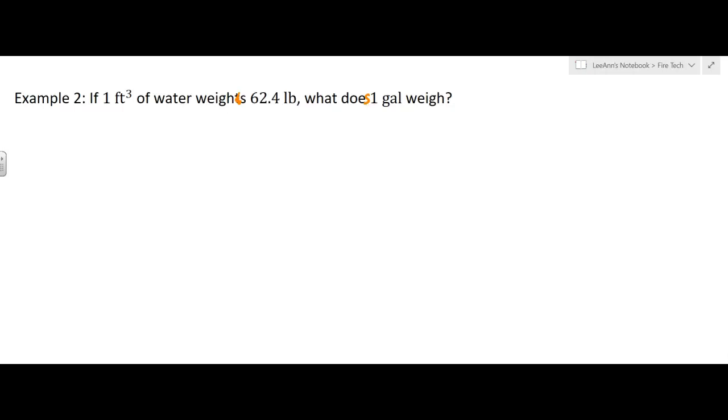Okay, so I'm going to go with my plan B so that I can see what's happening. So I'm going to say, what am I looking for? What does 1 gallon weigh? So weight is going to be in pounds this time, okay? So I want to know pounds per gallon. I want to know how much that water weighs for 1 gallon. Okay, how much 1 gallon of water weighs. Okay, so then I go at what I know.